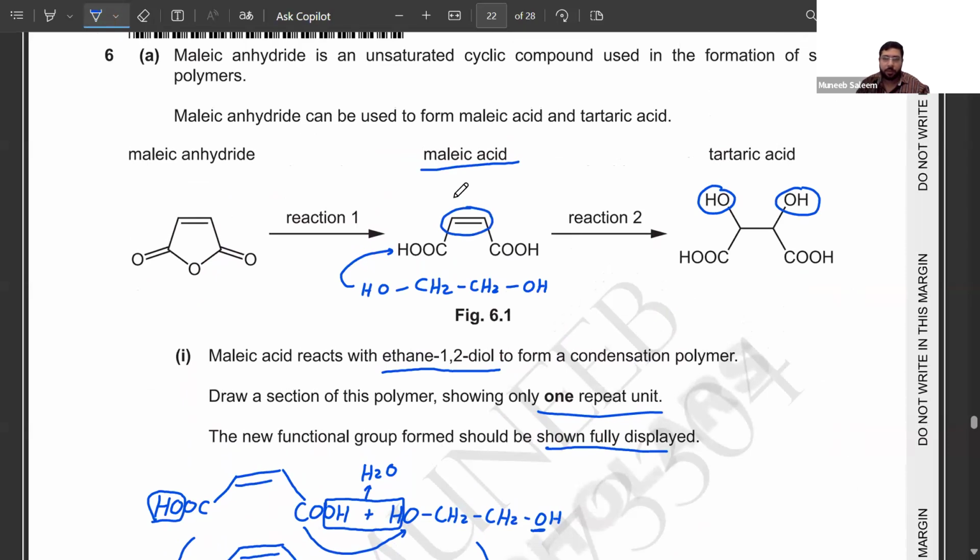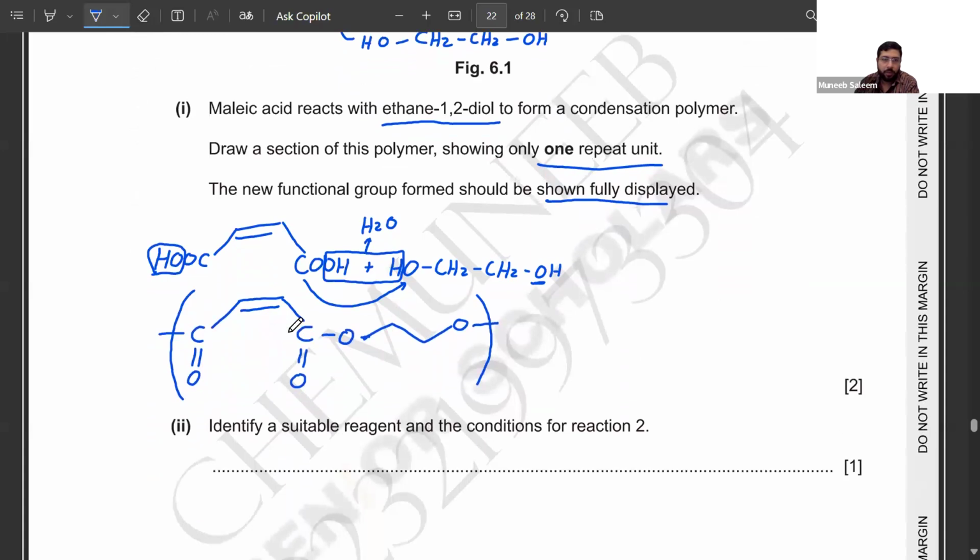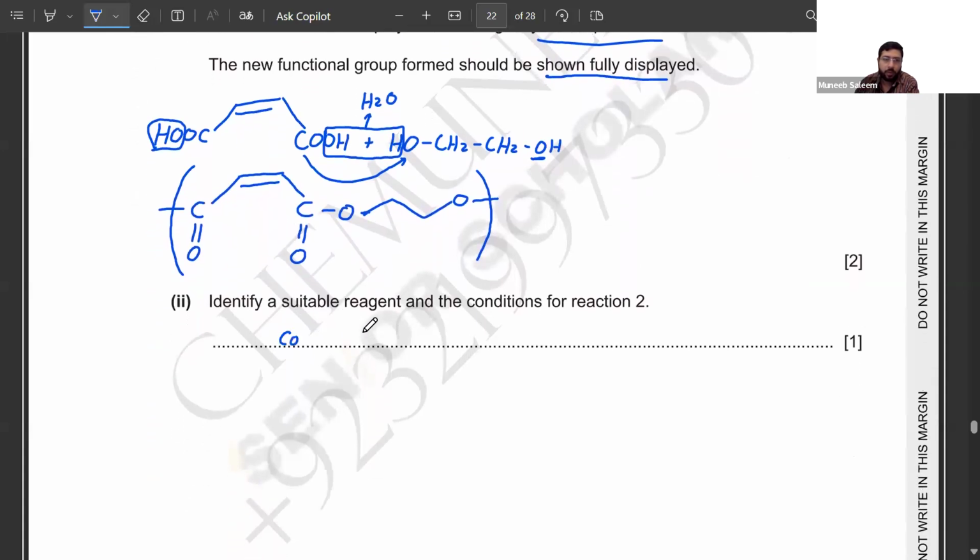This is basically the part from the AS chemistry in which we study the reaction with cold KMnO4. Cold potassium manganate(VII) was reacted here in the acid condition. So you can write cold acidified dilute KMnO4. You need to write each and every part here. We need to write cold, acidified, dilute, and KMnO4. Only then you will get 1 mark for this reaction.